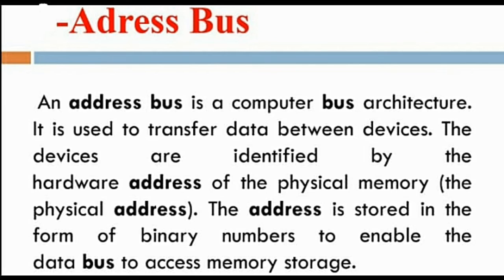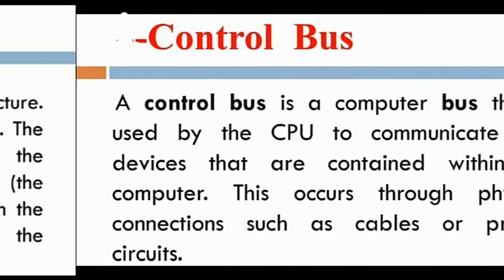It is a collection of wires connecting the CPU with main memory that is used to identify particular locations. As you all know, an address is connected with locations, right? So the address bus helps the CPU to find out where data is stored in the main memory.